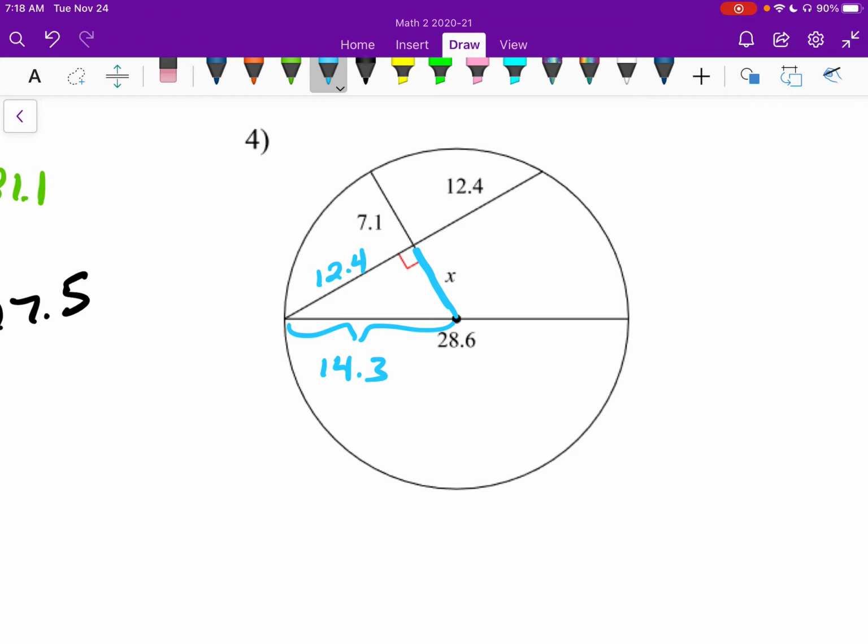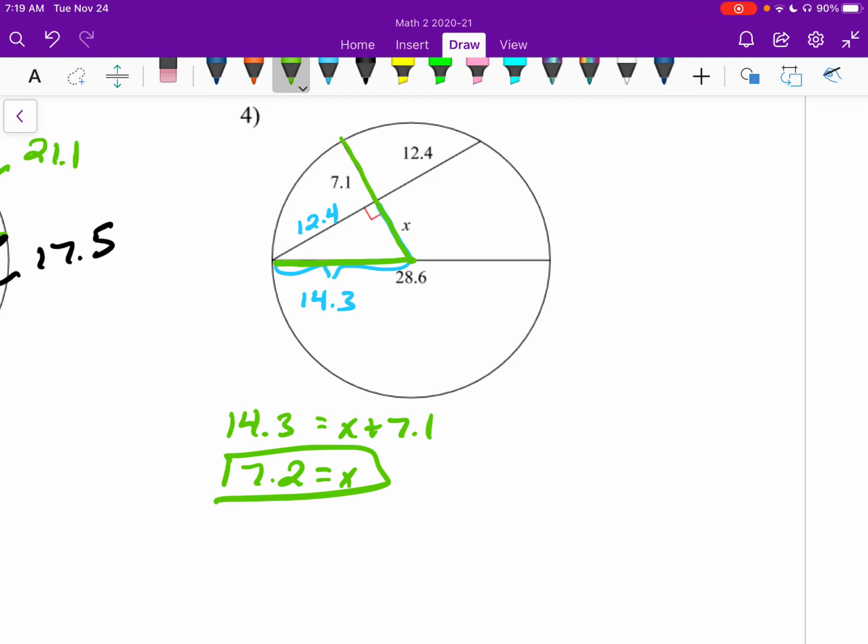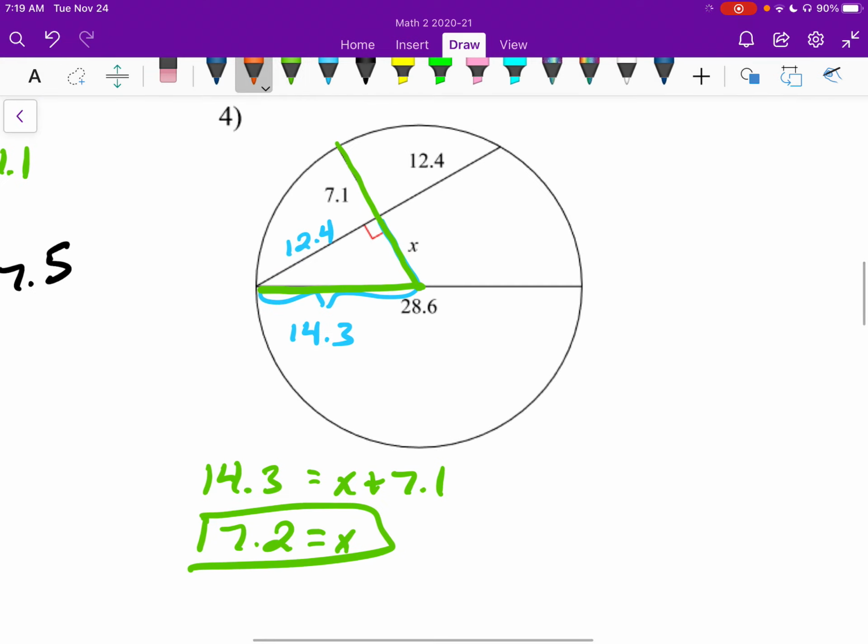A little bit of a faster way to do it would be to say this is a radius, this is a radius, so they have to add up to be the same thing. So 14.3 is x plus 7.1. So 14.3 minus 7.1 gives me 7.2 is x. The issue here would be if they did not give you the diameter there, you might not be able to do it that way. Or if they don't give you the 7.1, you'd end up having to use the Pythagorean theorem.